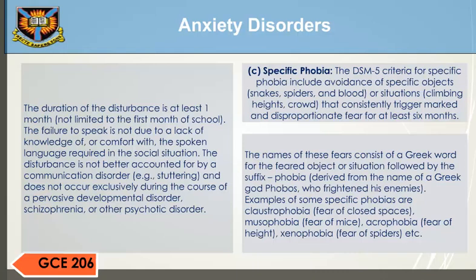The names of these fears consist of a Greek word for the fear object or situation followed by the suffix phobia, derived from the name of a Greek god Phobos, who frightened his enemies. Examples of some specific phobias are claustrophobia, fear of closed spaces; mysophobia, fear of mice; acrophobia, fear of heights; arachnophobia, fear of spiders, and so on.